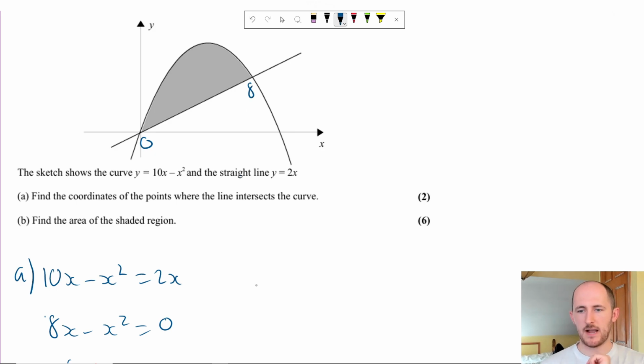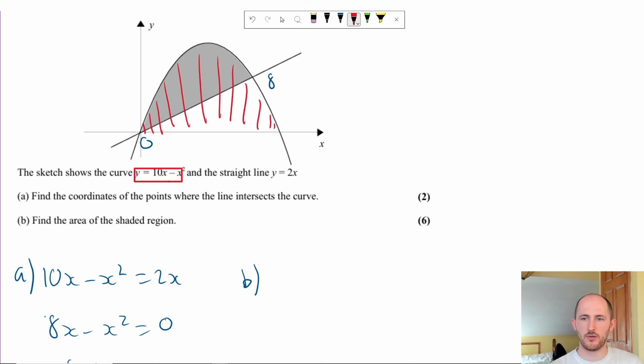Now, calculate the area of the shaded region. A lot of people here will get a bit worried or scared. But remember what integration gives you. It gives you the area between the curve and the x-axis. So if I integrate the curve at the beginning, not the straight line, it will give me the area of this entire region, including the white part at the bottom. If I integrate the line, it will give me the area of this triangular shape.